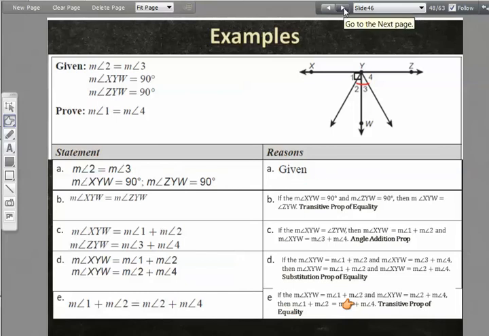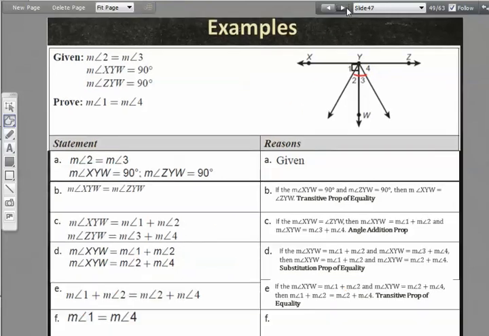So now I can come down here and watch this. These measure of angle 2's in the middle here, they're going to disappear. Looky there. So now I've gone to the measure of angle 1 equals the measure of angle 4, which is what I'm supposed to prove. And remember my justification, this is going to be my if statement, this is going to be my then statement.